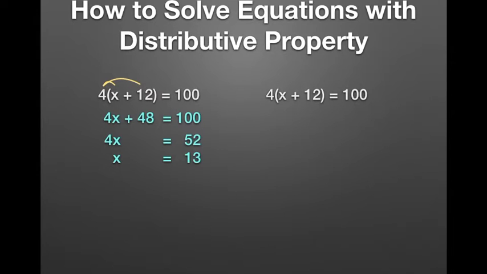Now I'll show you another way of solving that. Since you have 4 times x plus 12, we could actually do the opposite of 4 times, which is to divide by 4. 4 over 4 cancels out. 100 over 4 equals 25. So x plus 12 equals 25. We'll do the opposite of plus 12. And we'll get x equals 13. Same solution for the same equation.